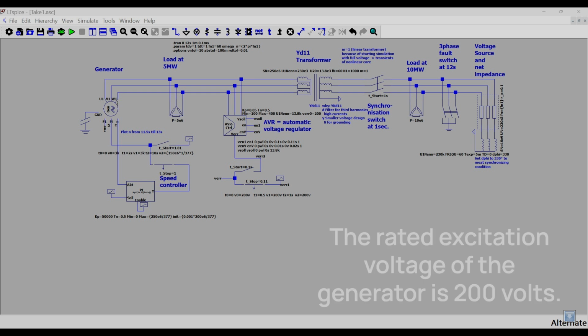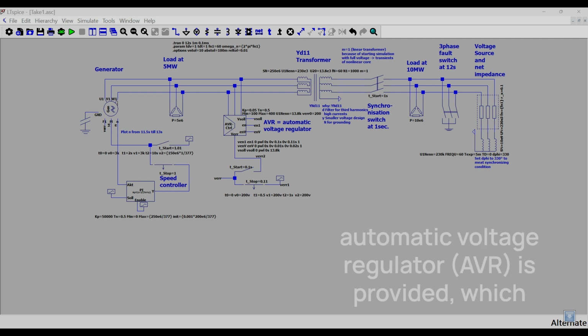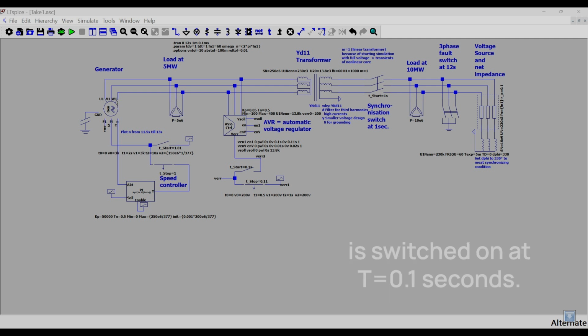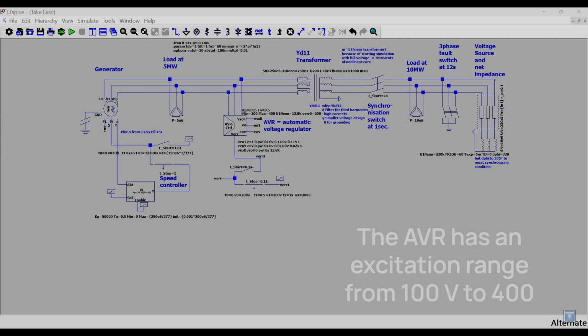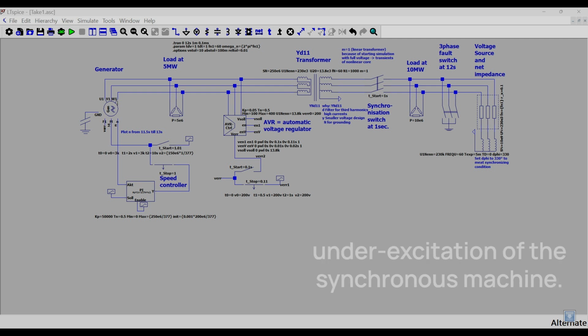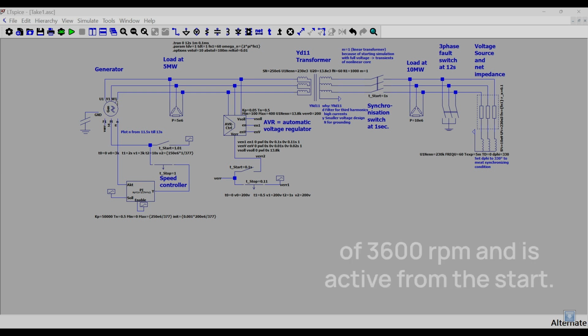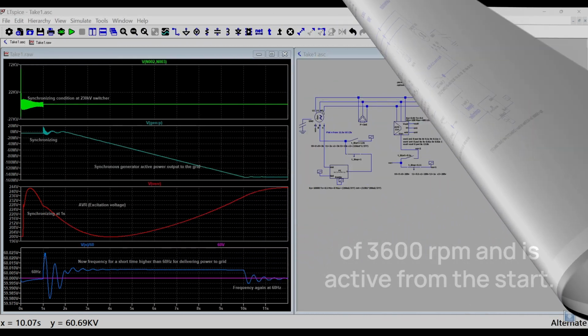The rated excitation voltage of the generator is 200 volts. To maintain the rated voltage constantly at 13.8 kilovolts, an automatic voltage regulator, AVR, is provided, which is switched on at t equals 0.1 seconds. The AVR has an excitation range from 100 volts to 400 volts to cover both over-excitation and under-excitation of the synchronous machine. The speed controller has a rated speed of 3600 RPM and is active from the start.